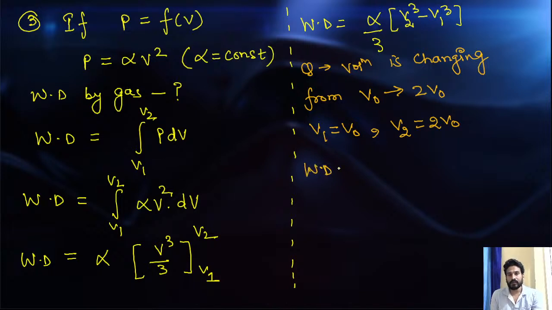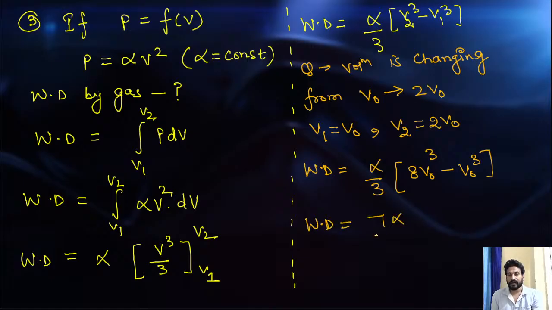Work done is equal to alpha by 3 into V2 cube. What is V2? 2V0, and its cube is 8V0 cube, minus V1 cube. What is V1? V0, so it's V0 cube. Work done is equal to 7 alpha by 3 V0 cube. This is my answer, guys.